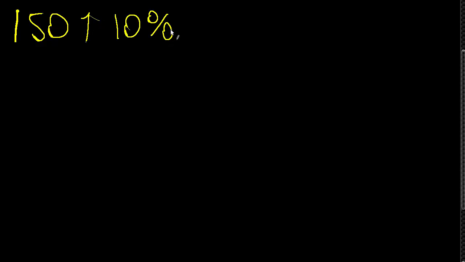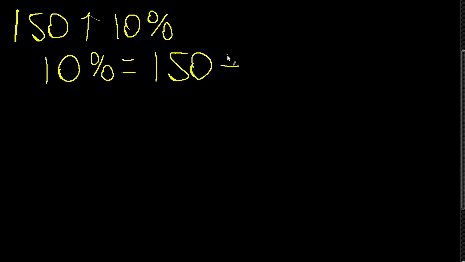If we were asked to increase 150 by 10%, there's a number of different ways we could do this. The most common way is to work out 10% and then add it on. So to find 10%, we take our starting amount, 150, and we divide it by 10. That gives us 10%, so that's 15.